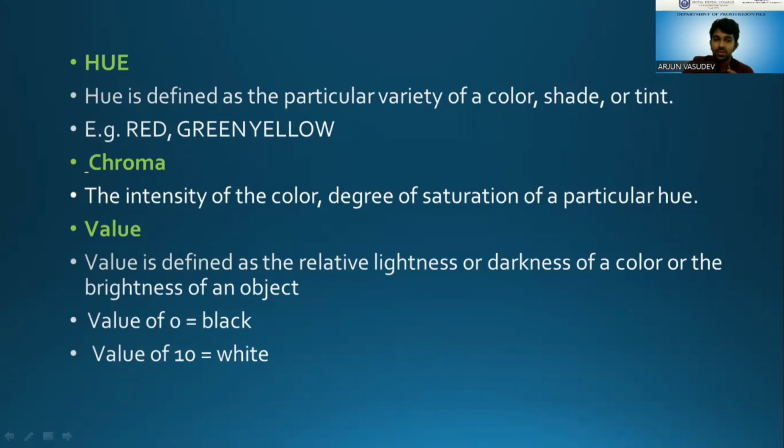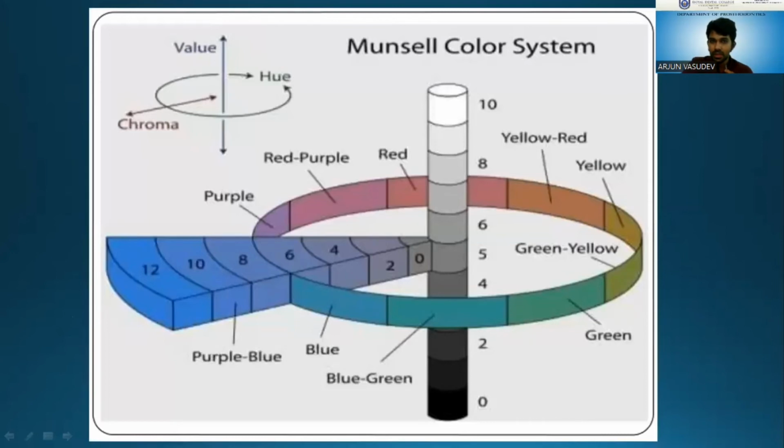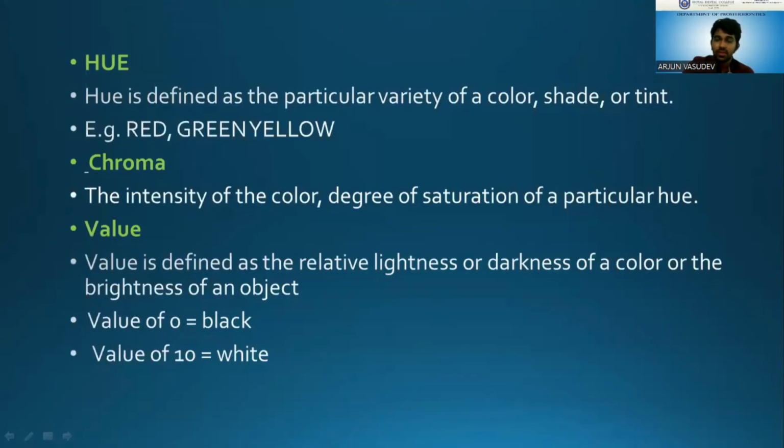The value of 0 is black and the value 10 represents white. This is the Munsell color system, and with this color system we can understand the proper representation of hue, value, and chroma. Value, you can see, goes from 0 to 10, that is black to white, and the chroma shows the intensity of the color, and the hue is the different types of colors, or the different variety of color, or shade or tint.